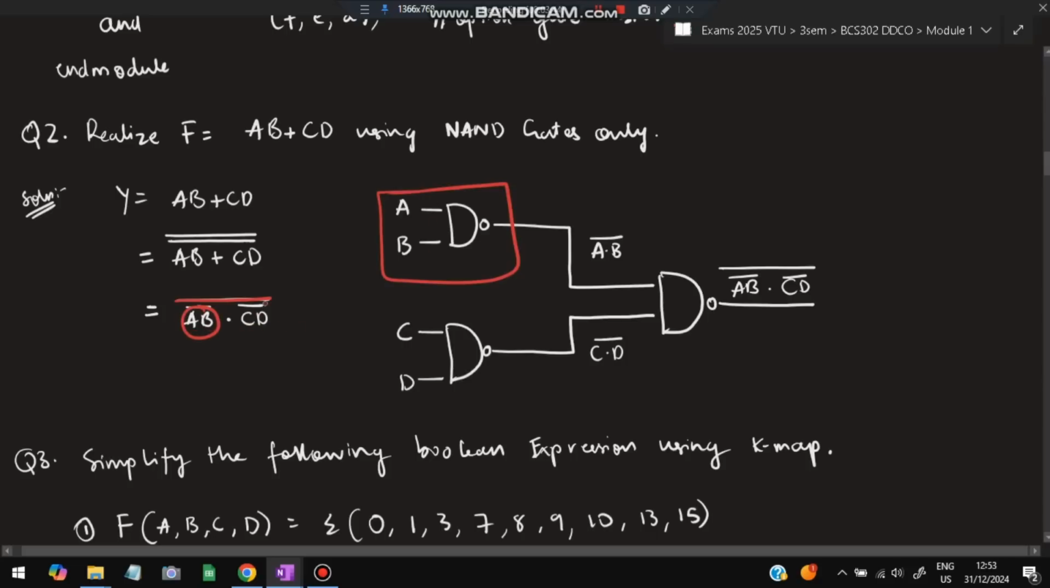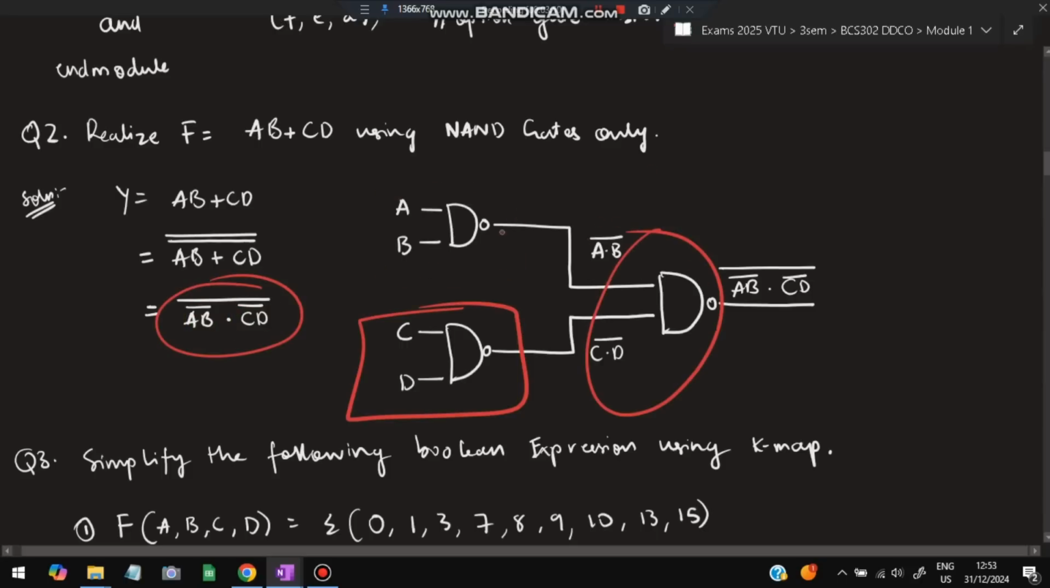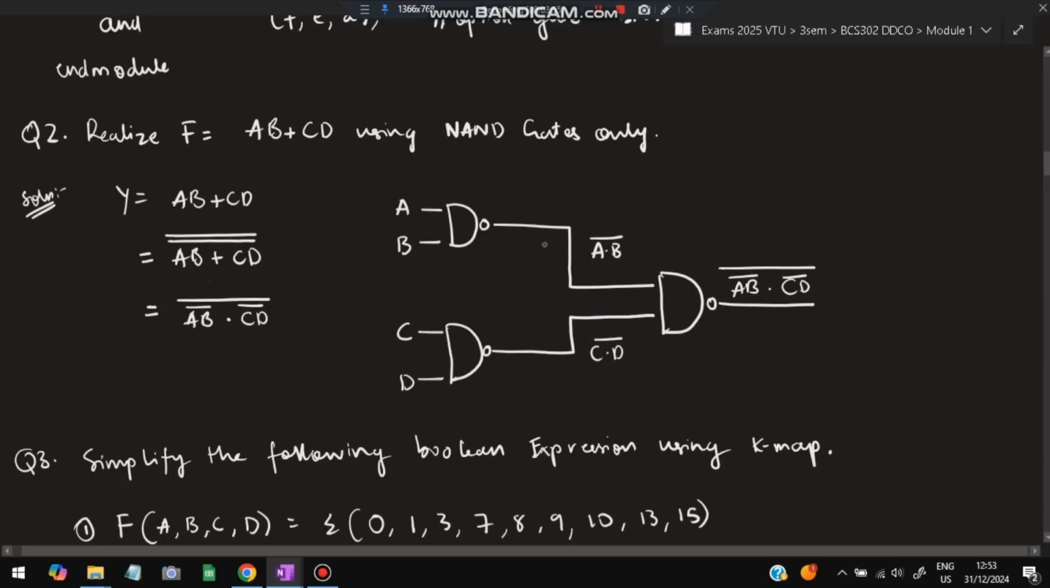This is the first NAND gate, the second NAND gate will be for CD, and the third NAND gate will be for the combination of these two. Okay, this is the third NAND gate. So this is how we realize F = AB + CD using NAND gates only. So this is valid for every question.